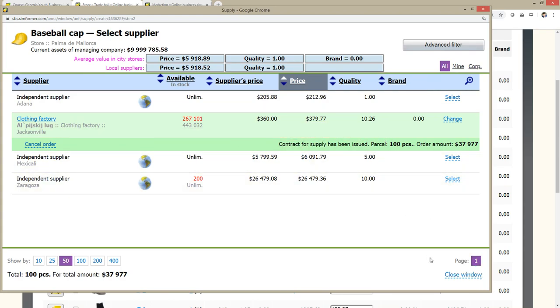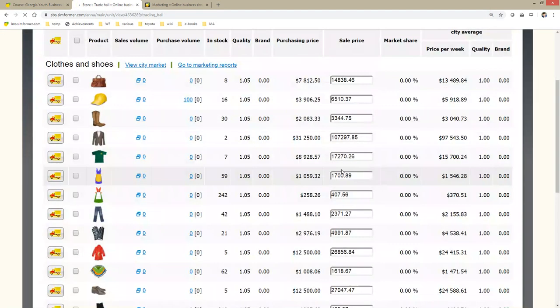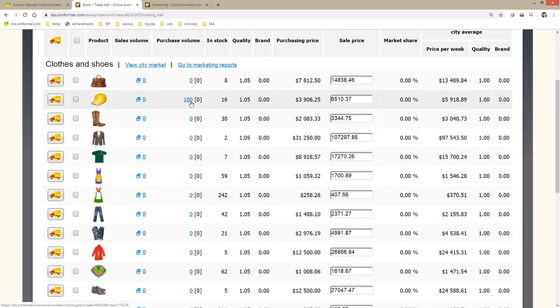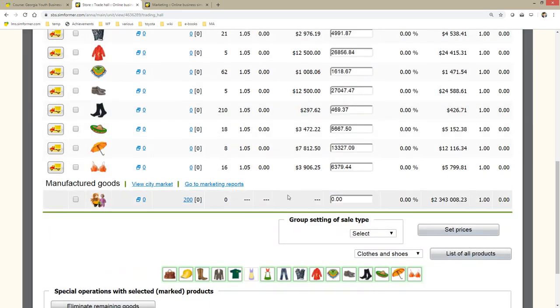This is an active order, and when we close the window, there we are. We can see the order, that this is the production I should receive tomorrow, and that's because it requires a calculation for the purchase to happen.